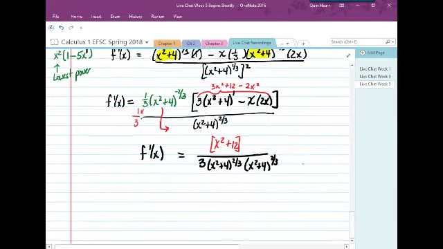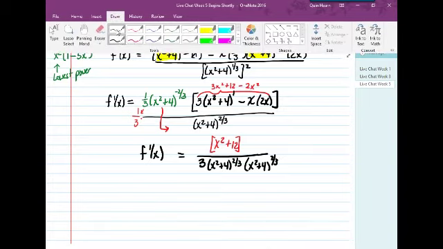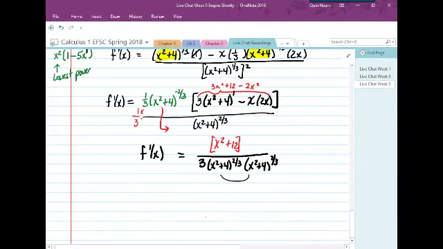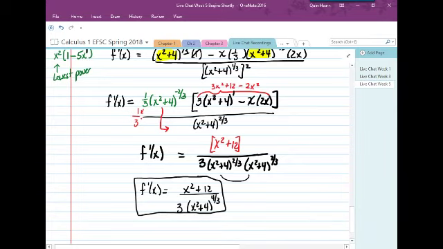Okay, so it's starting to look much better now. And we can multiply these two together by adding the exponents. So we have f prime of x equals x squared plus 12 over 3 times x squared plus 4 to the 4/3 power. So this is our derivative.